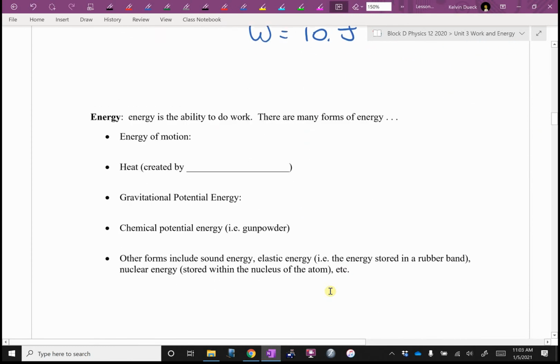Work is what times what? Force times distance. Energy is the ability to do work. It's the ability to apply a force over a distance. If an object has energy, it can apply a force over a distance. And there are many, many forms of energy. There's the energy of motion. This is called kinetic energy. Any moving object has kinetic energy, because if it hits something, it can apply a force over a distance.